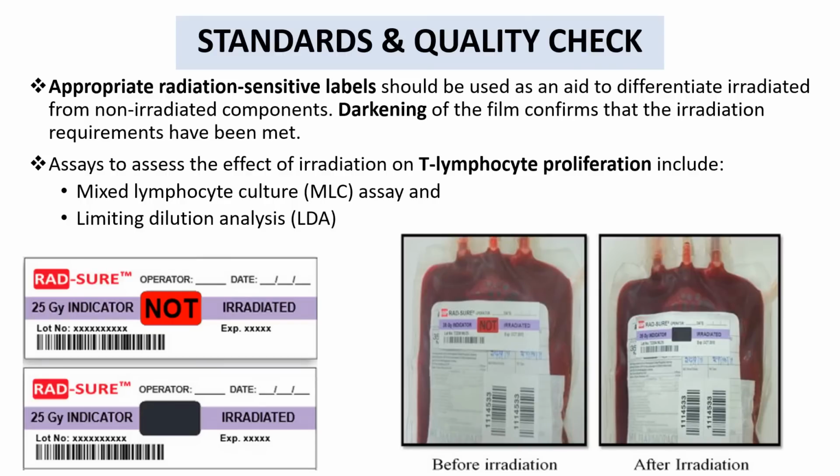Standards and quality checks are done using radiation-sensitive labels to differentiate irradiated product from the non-irradiated component. Darkening of the film confirms that the radiation requirement has been met. There are assays to assess the effect of irradiation on T lymphocyte proliferation, such as the mixed lymphocyte culture assay and limiting dilution analysis.